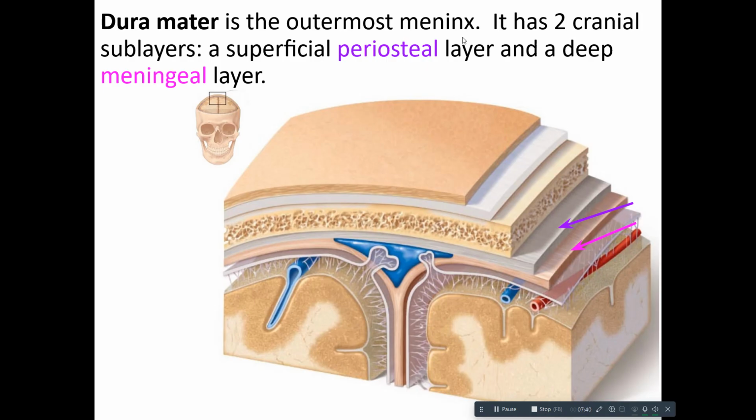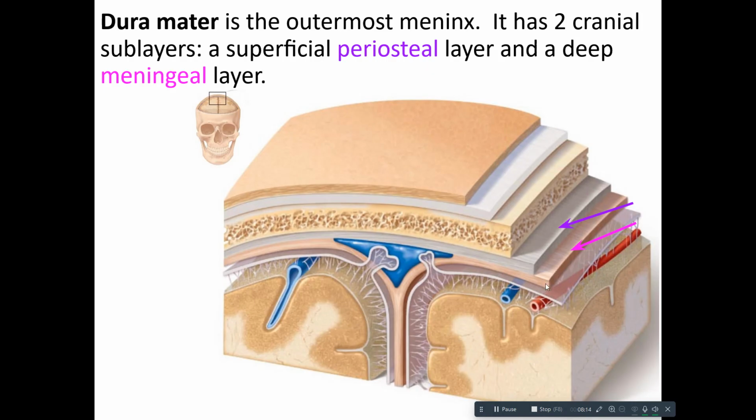So around the brain, the dura mater has 2 cranial sublayers. There's an outer layer called the periosteal layer and then a deep layer called the meningeal layer. Sorry, I paused because I was interrupted and I forgot where I was. I think I basically just said there are 2 layers of the dura mater: the periosteal, which is next to the bone, and then the meningeal, which is the deeper one.